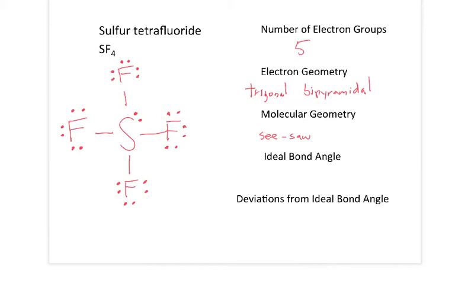For a trigonal bipyramidal electron geometry, we actually have 2 different bond angles. We have 120 degrees and 90 degrees, and we'll see those again on the projection sketch. And again, because I have a lone pair, I would expect deviations from the ideal bond angle.